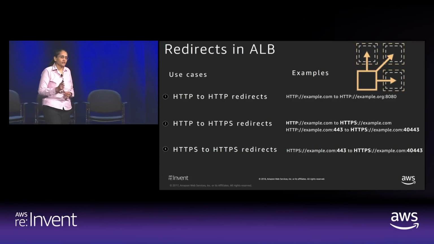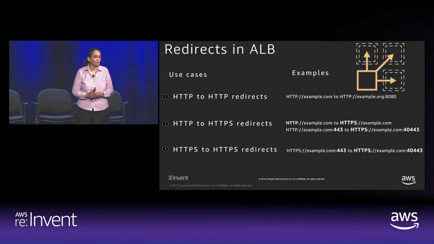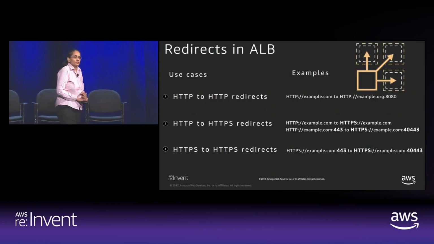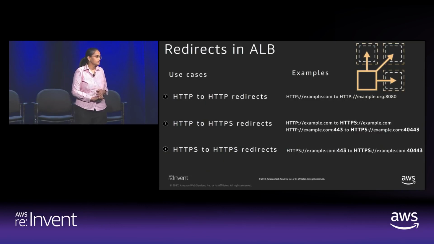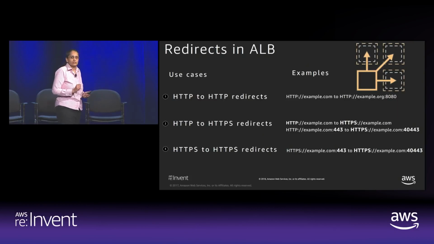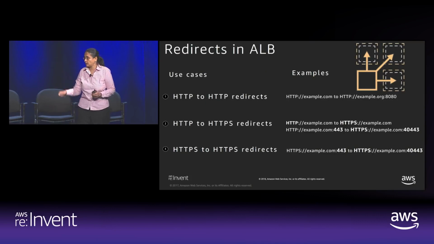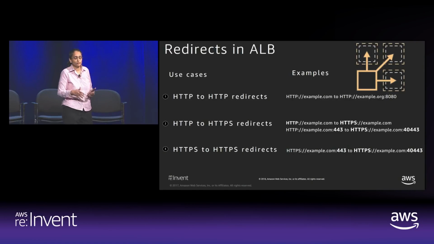Another two interesting and exciting features that we launched this year on the application load balancers are redirects and forwards. The rules are basically conditions and actions. Prior to redirects, the only action that we supported was a forward action. You set up a rule, we match the rule, we forward it to the right target group. With redirects, you can redirect from one URL to another. You can take HTTP to HTTP, HTTP to HTTPS, HTTPS to HTTPS. But the common use case that we see is HTTP to HTTPS.